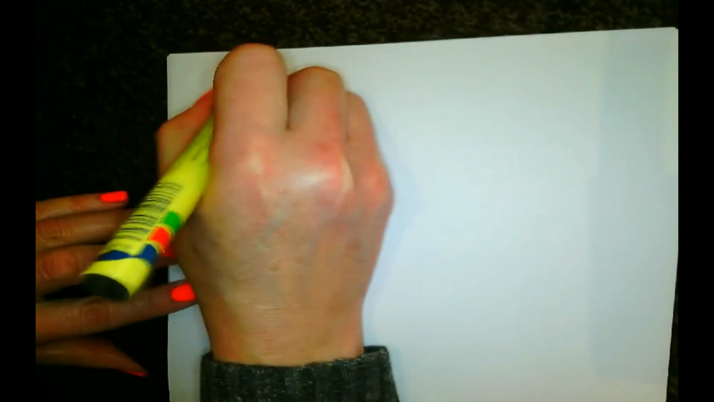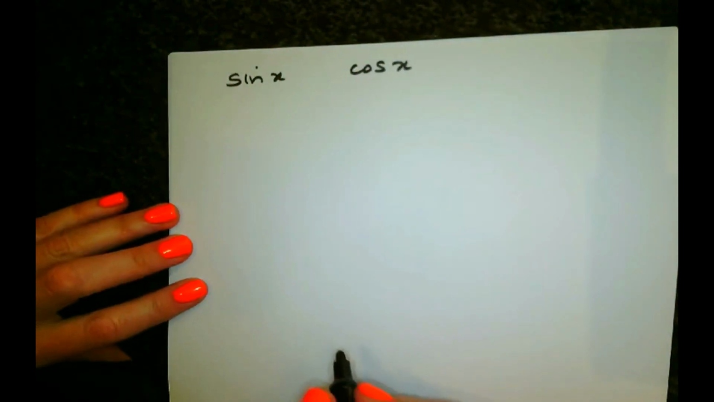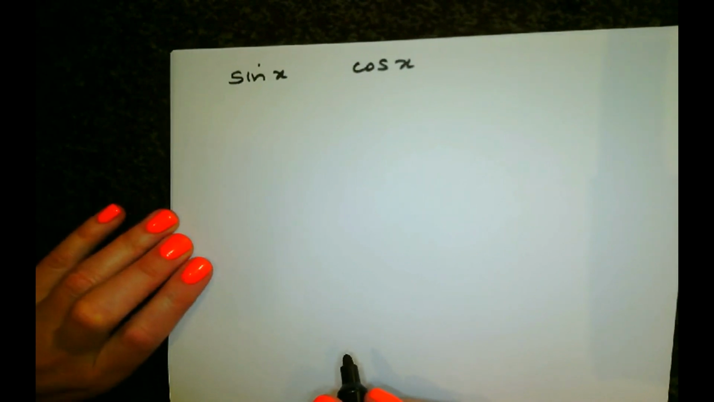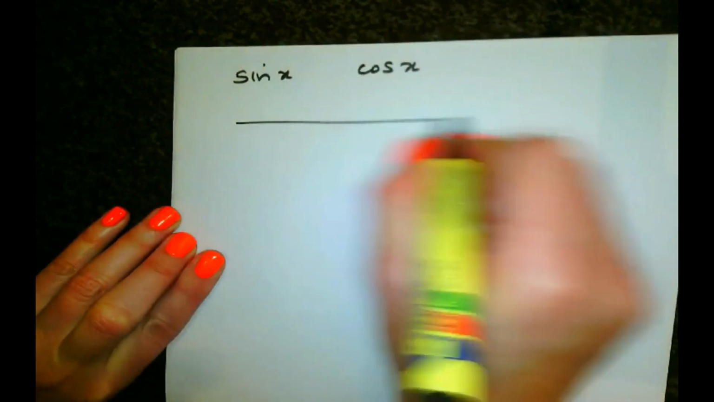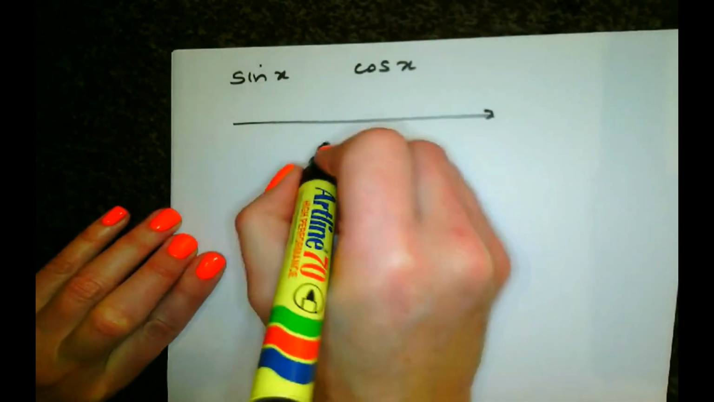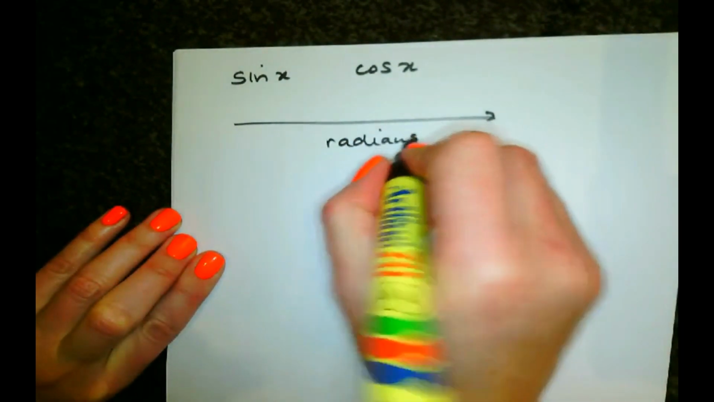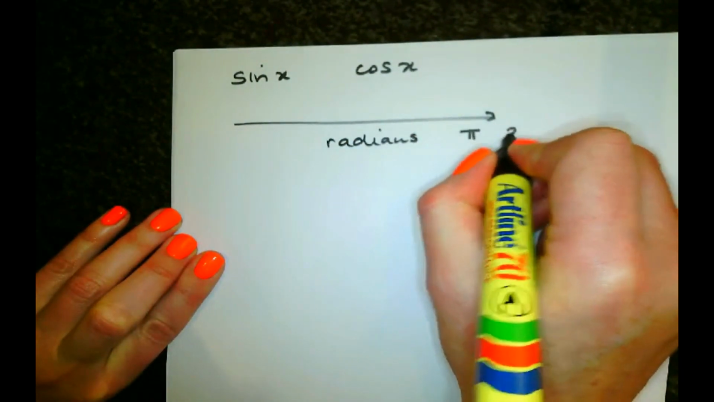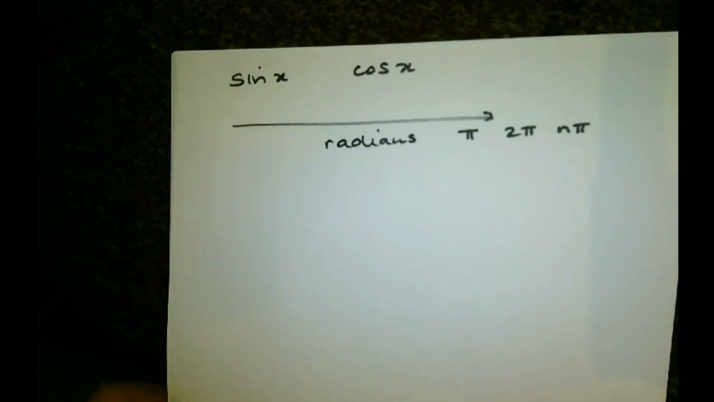Next, I want to have a look at the sine and the cosine functions, as we're also going to use these functions. Our x-axis is going to be defined in radians. So we're going to use values like pi, 2 pi, or n pi. So when you want to calculate a value, make sure that your calculator is set to radians.